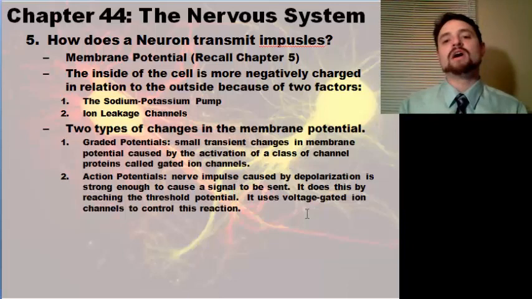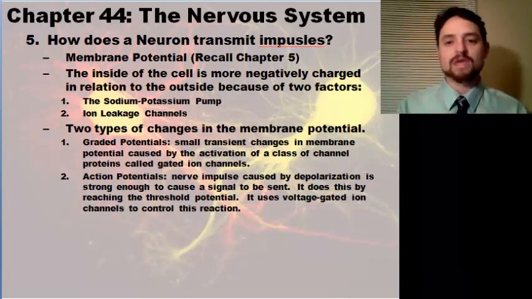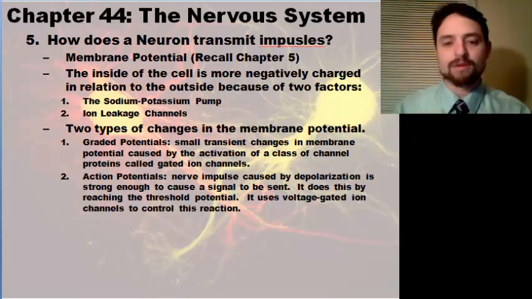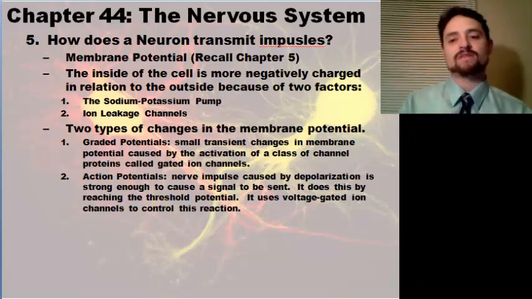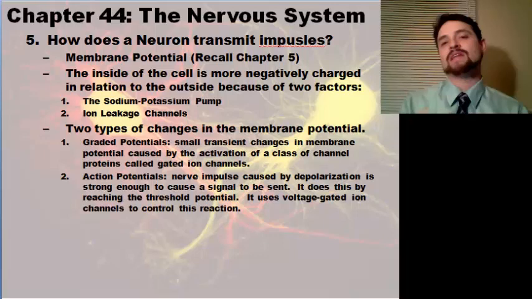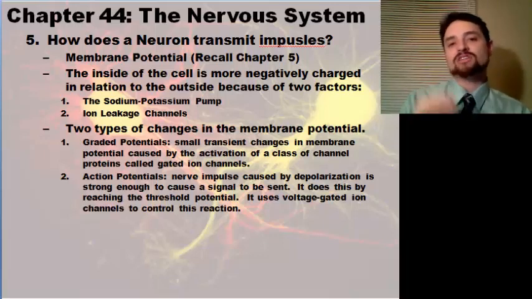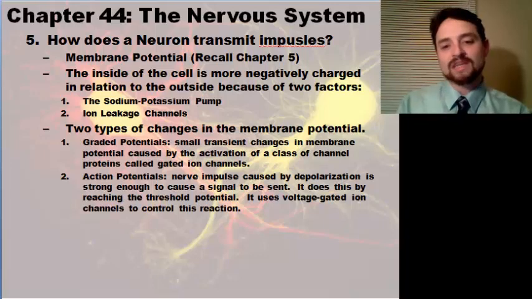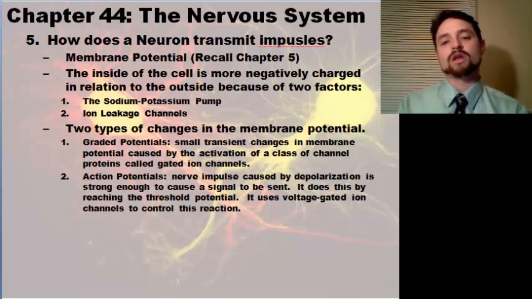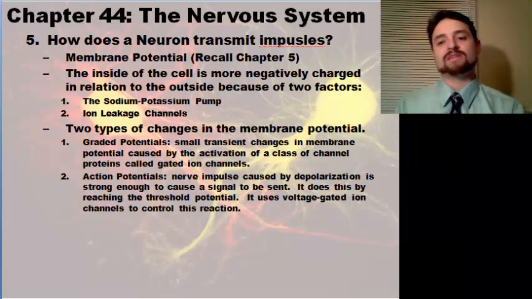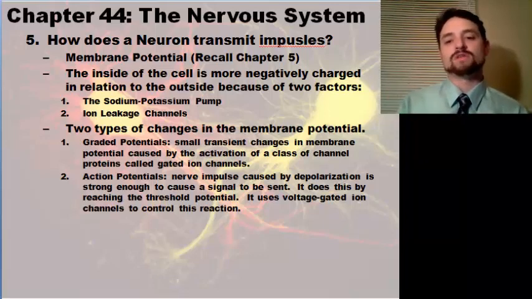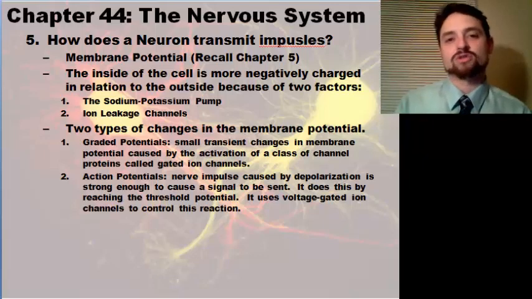There are two types of changes in the membrane potential. Graded potentials are small transient changes in membrane potential caused by activation of a class of channel proteins called gated ion channels. Action potentials are nerve impulses caused by depolarization, which is strong enough to cause a signal to actually be sent. It does this by reaching the threshold potential. It uses voltage-gated ion channels to control this reaction.